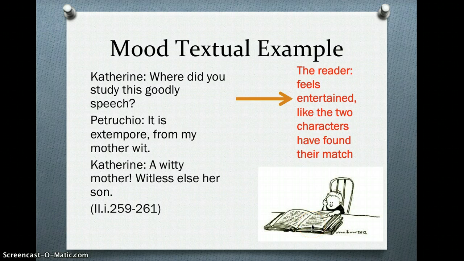I hope that this has helped you understand literary terms. Remember to take good notes on this screencast, as again, you will be allowed to use them during the Assessment 3 cycle exam. Have a good night.